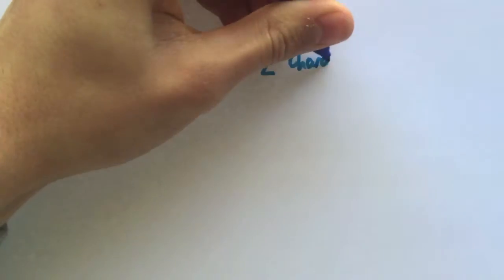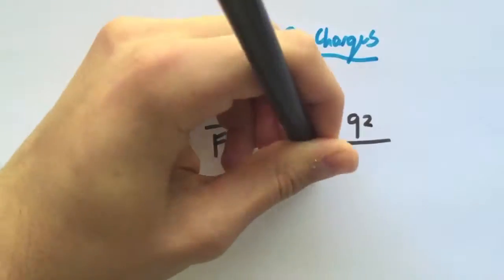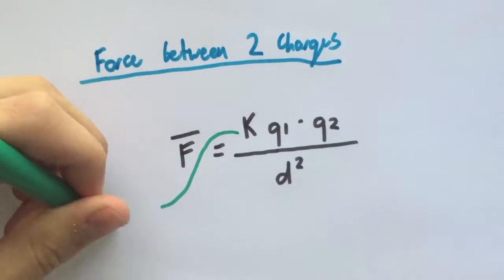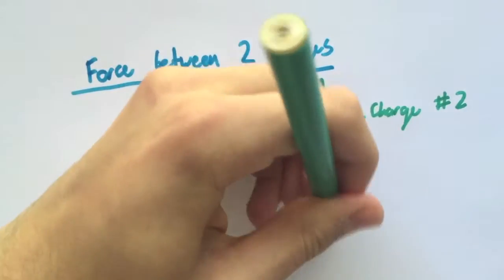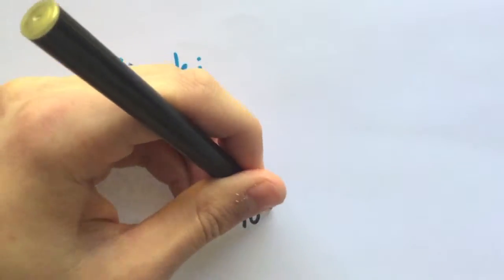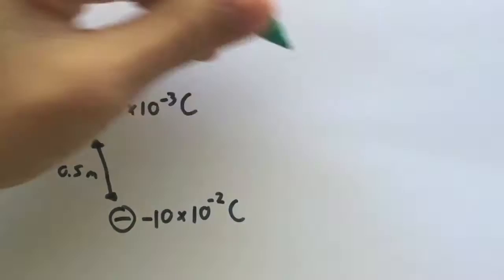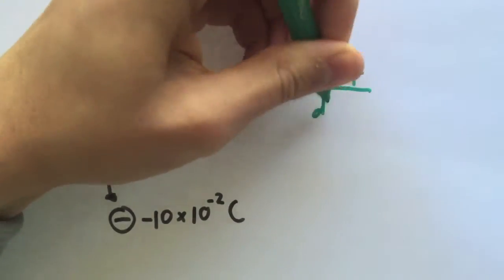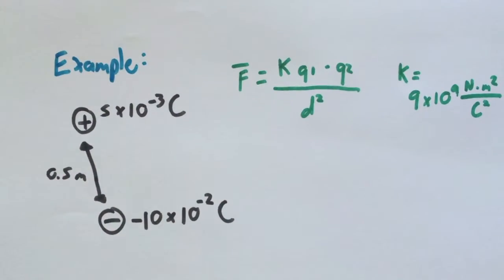If we want to go further, we can find the force between two charges with this equation of Coulomb's constant times charge 1 times charge 2 over the distance squared. An example for this equation would be if we have a positive charge of 5 times 10 to the power of -3 and negative charge of -10 times 10 to the power of -2, 0.5 meters apart. Coulomb's constant for these equations is 9 times 10 to the power of 9 Newton meters squared over coulombs squared.